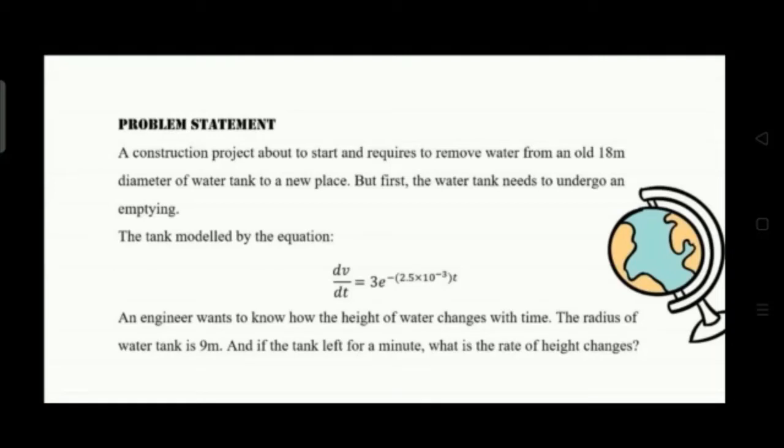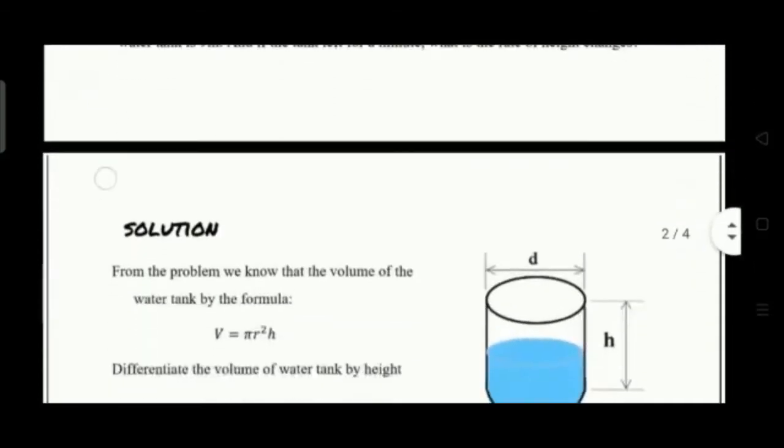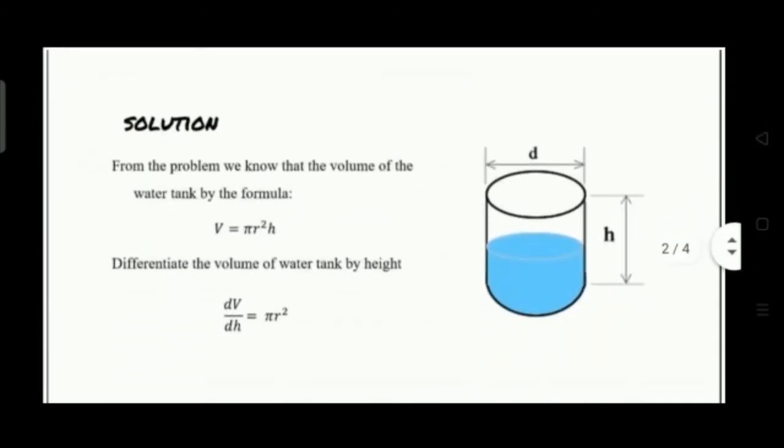As an engineer, we want to know how the height of the water changes with time. The radius of the water tank is 9 meters, and if the tank is left for a minute, what is the rate of height change? So here's the solution.